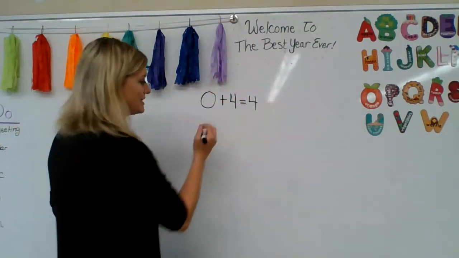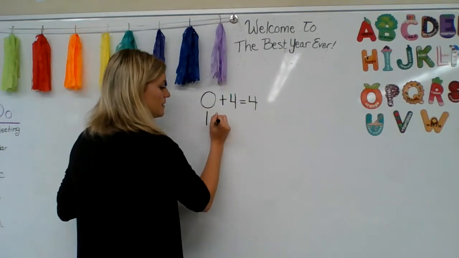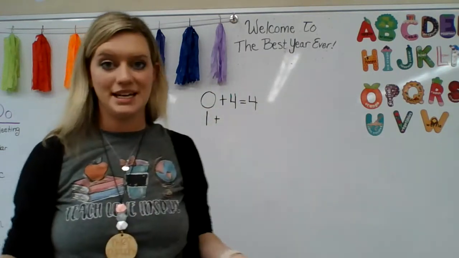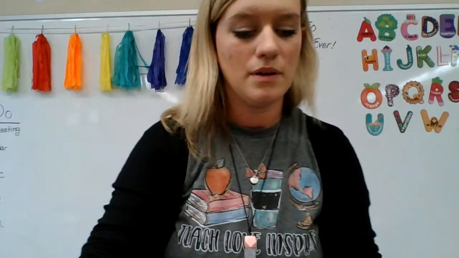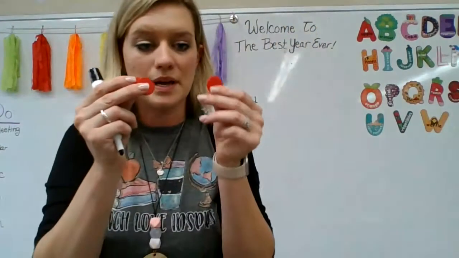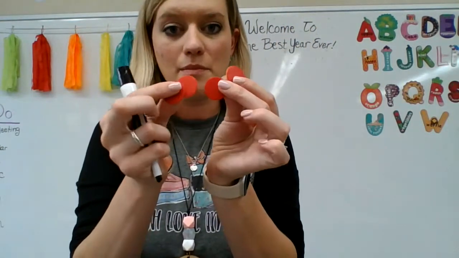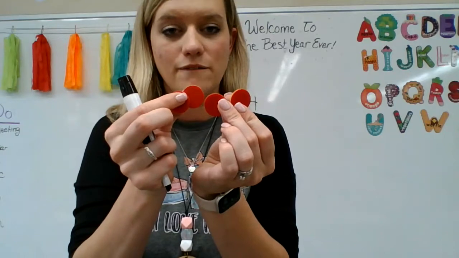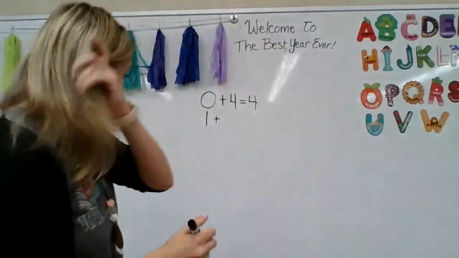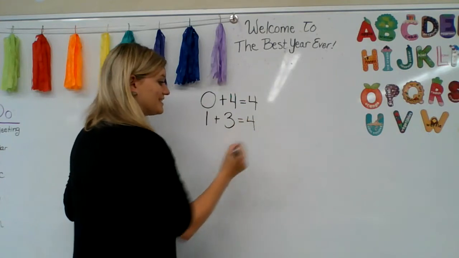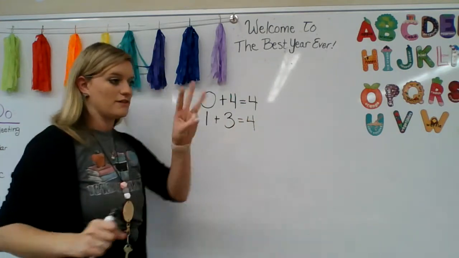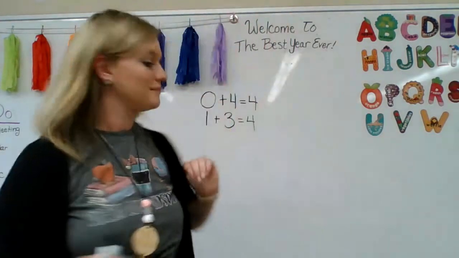Now, if I go up to the next number, which is 1, how many do I need to add to 1 to get to 4? If I have 1, how many more do I need to add? 1, 2, 3. 1, and then 3 more makes 4. So I'm going to do 1 plus 3 equals 4, because we did that together, right? 1 plus 3 equals 4. If I have 3 and I add 1 more, that's 4.